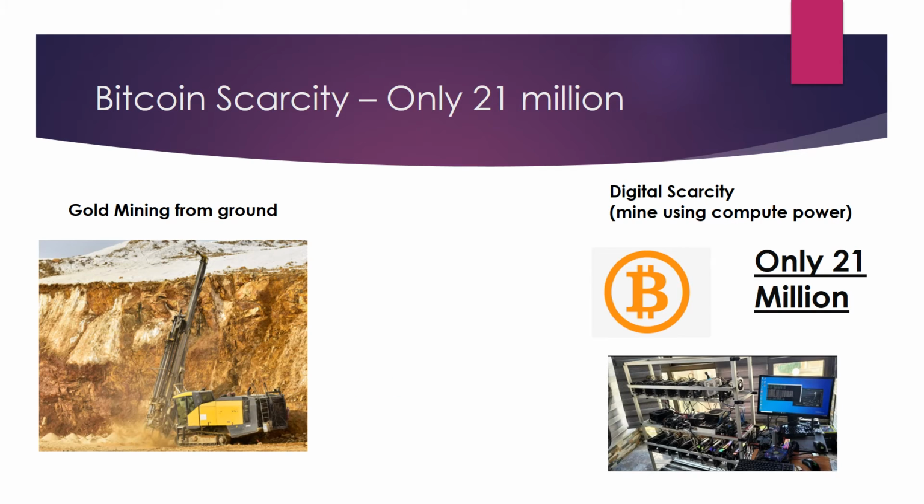Look at Bitcoin scarcity. There are only 21 million Bitcoins. Just like it is very difficult to get gold, where you have to mine from the ground, when it comes to Bitcoin, you have to use computer power to generate the Bitcoins. And there are only 21 million Bitcoins. So Bitcoin is very similar to gold in that it is scarce.